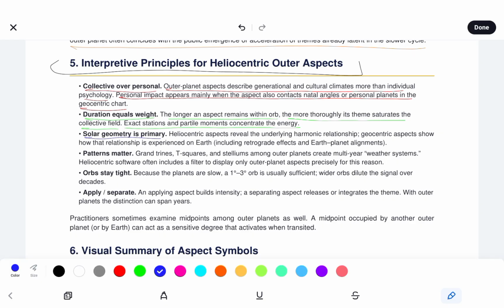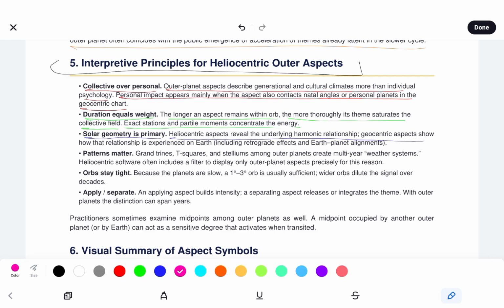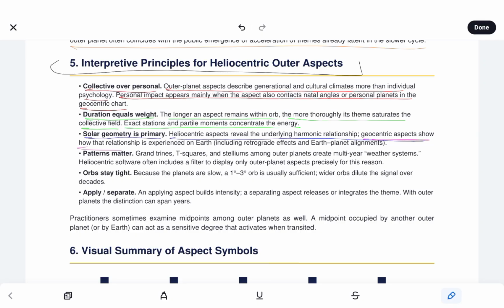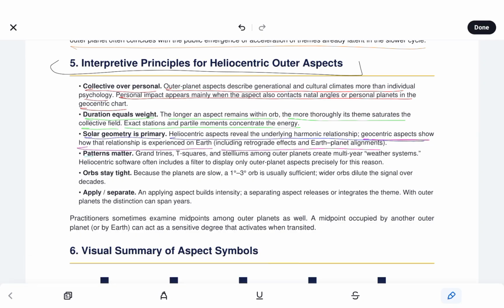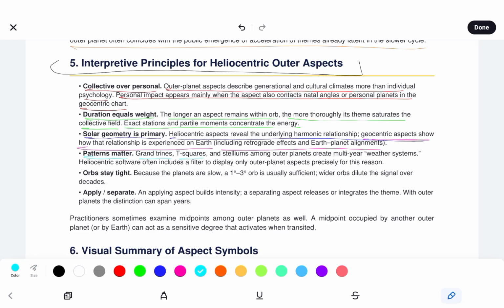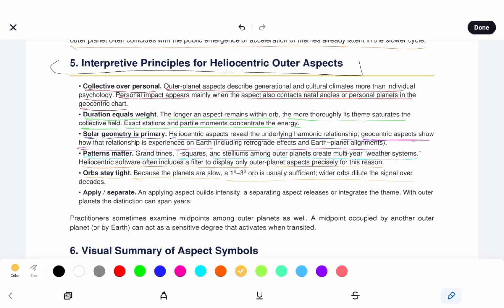Solar geometry is primary. Heliocentric aspects reveal the underlying harmonic relationship, and we see geocentric aspects show how that relationship is experienced on Earth, including retrograde effects and Earth-planet alignments. Patterns matter, so grand trines, T-squares, and stelliums among outer planets create multi-year weather systems, and we see heliocentric software often includes a filter to display only outer planet aspects precisely for this reason. Orbs stay tight because the planets are slow. At 1 degree through 3 degrees, orb is usually sufficient, and we see wider orbs dilute the signal over decades.